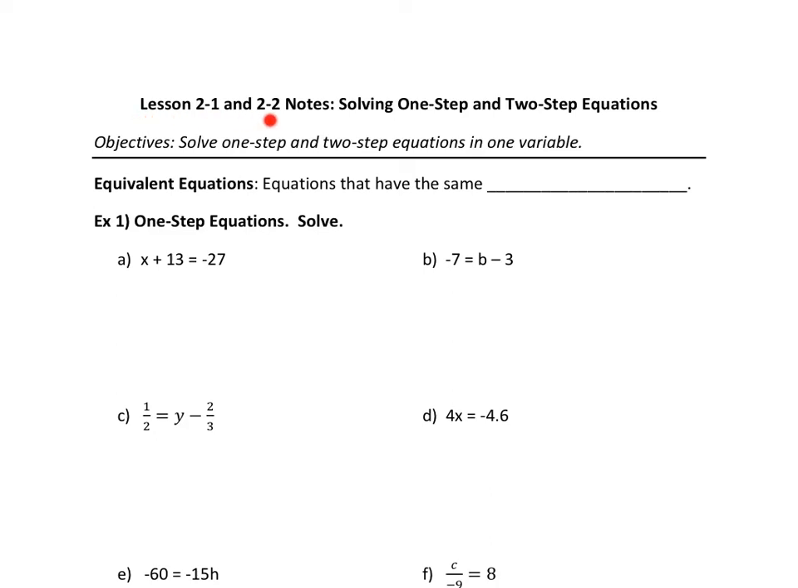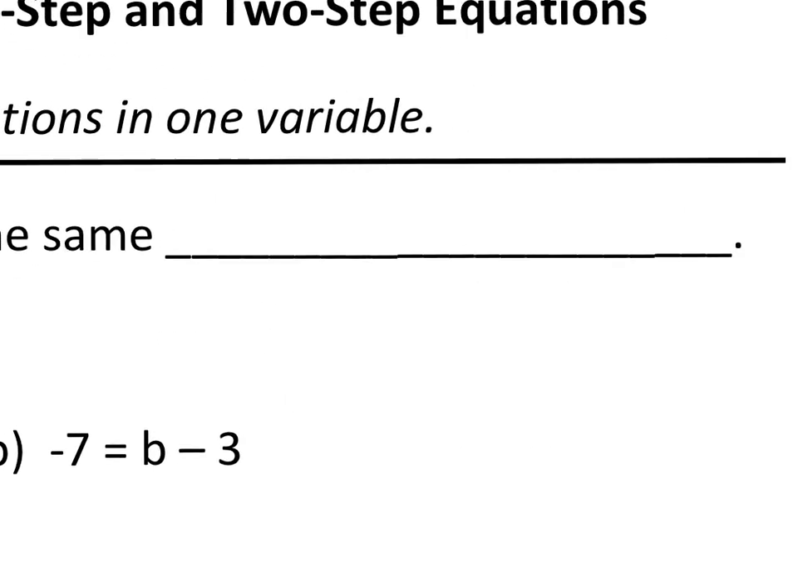Okay, we're going to be working in lesson 2.1 and 2.2. We're going to be solving one-step and two-step equations. So the first vocabulary word we see here is equivalent equations. And so equations, we know that's something with an equal sign. Equivalent just means they're equal. So, equations that have the same value.